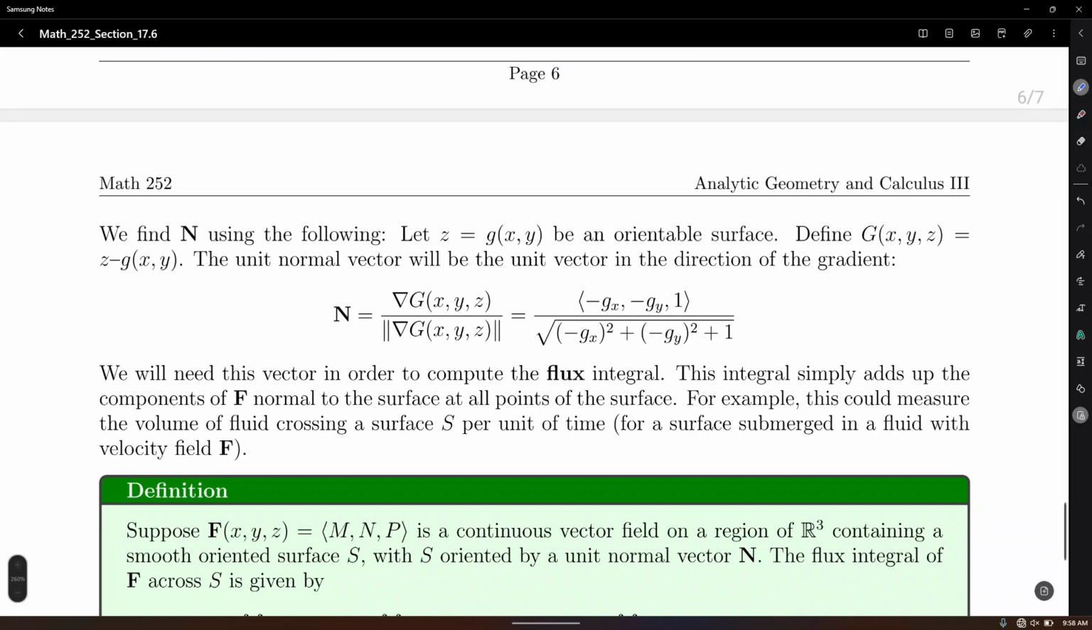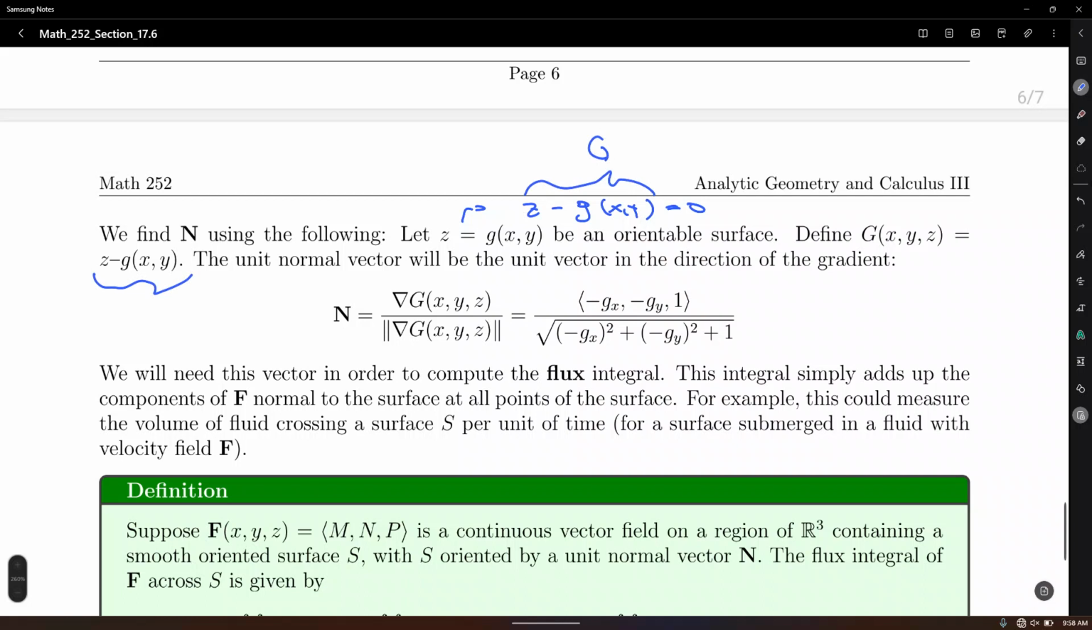Remember when we created these implicit functions in chapter 15 to take these partials and use these chain rules and all that? We're going to define this big G function. What I'm going to do is z minus g of x, y, and g of x, y is equal to 0. And this expression right here is going to be our big G.